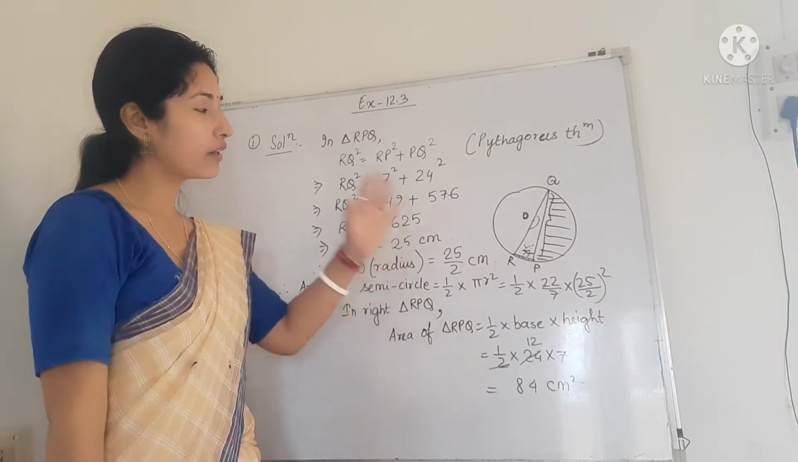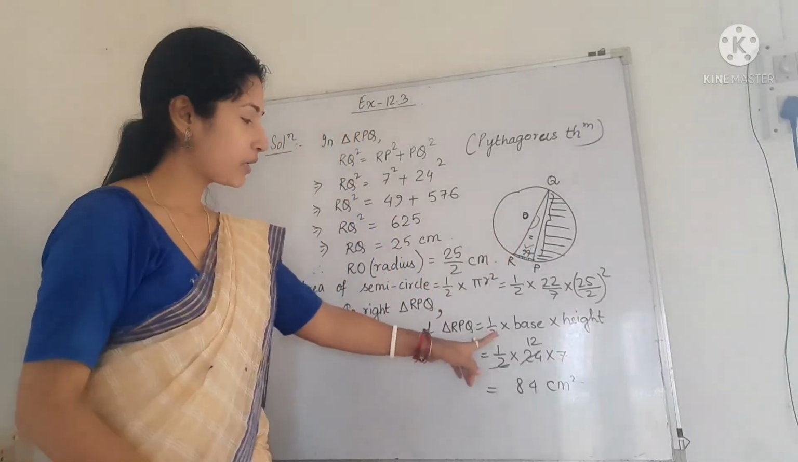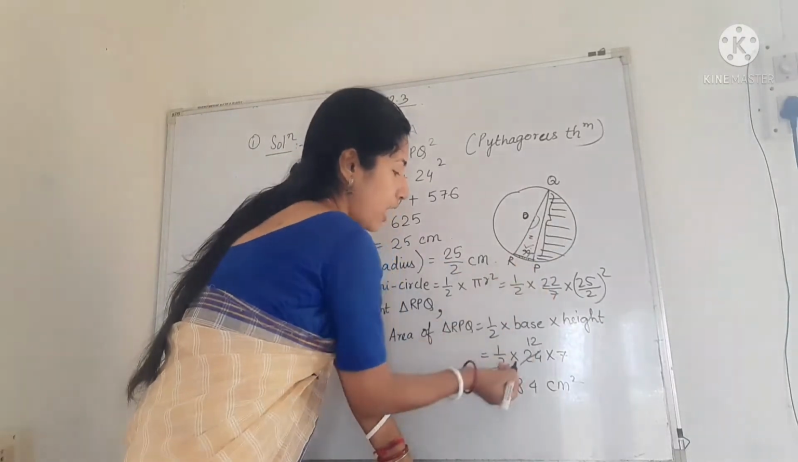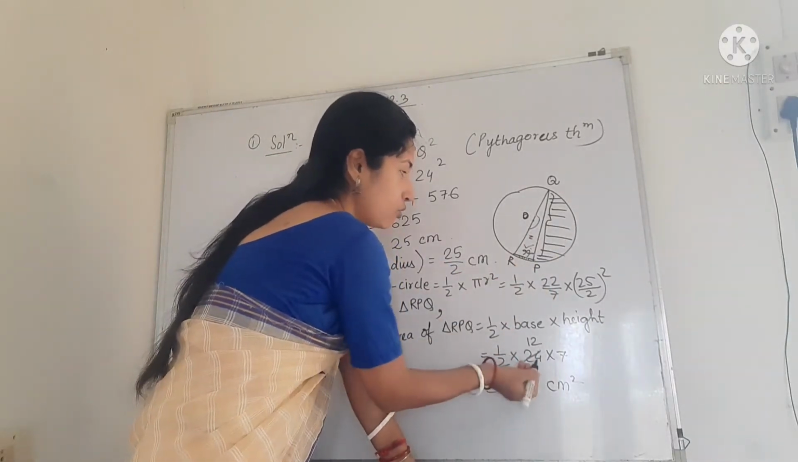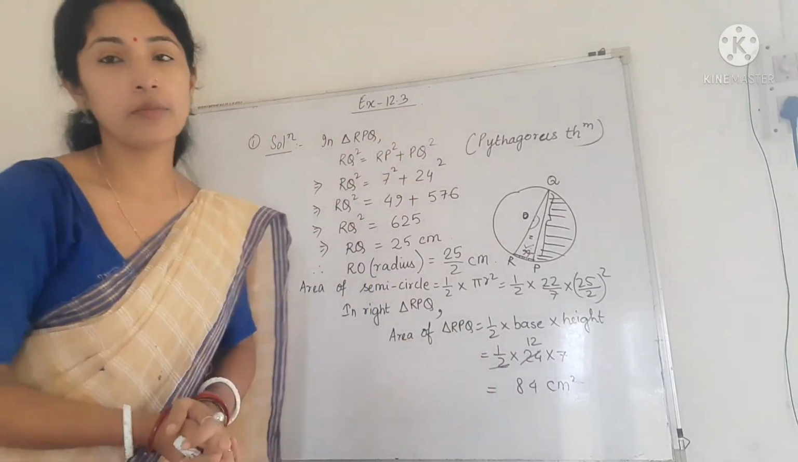Next, come to the area of the triangular region, that means this one. Area of triangle RPQ will be half into base into height. Base is PQ, height is RP. So that will be half into 24 into 7. After simplifying we are getting 84 centimeters square.